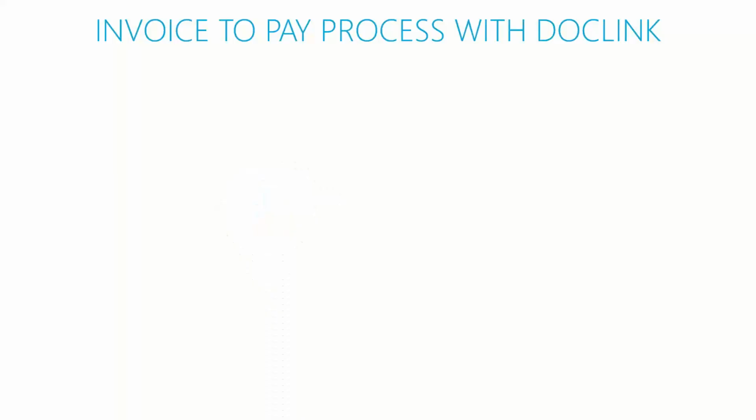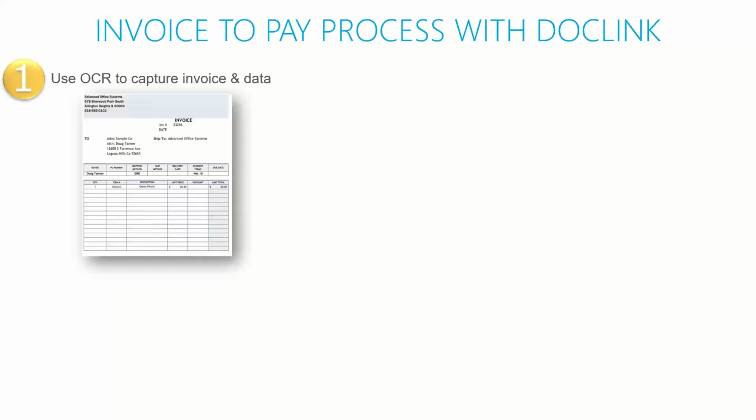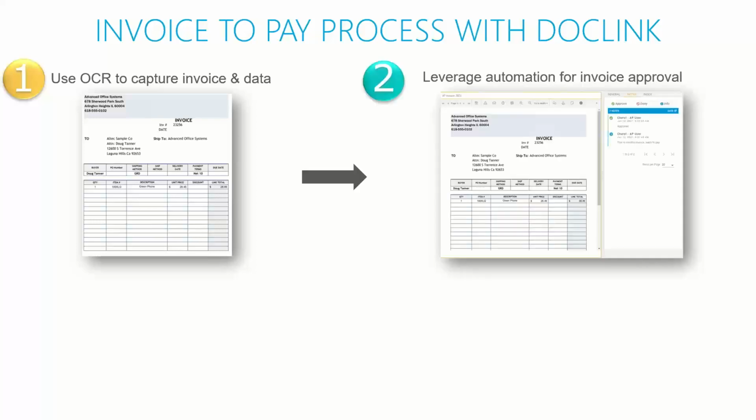So let's give an example, a start to beginning on the AP process. When invoices come in, how does that work with DocLink? First of all, an invoice comes in, and we can leverage OCR to find the different image areas on this image that can then be captured and processed. Here in this situation, maybe I'm pulling up the invoice number and all of the associated data for that particular customer. I can then leverage automation for invoice approval.